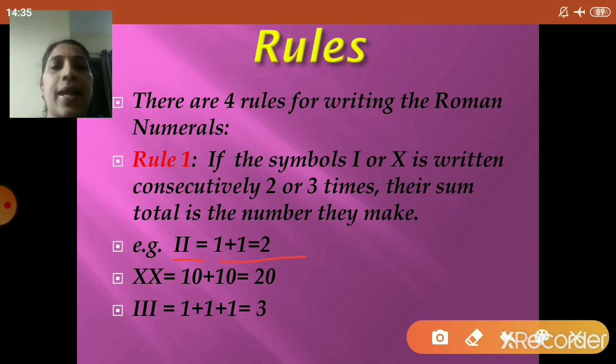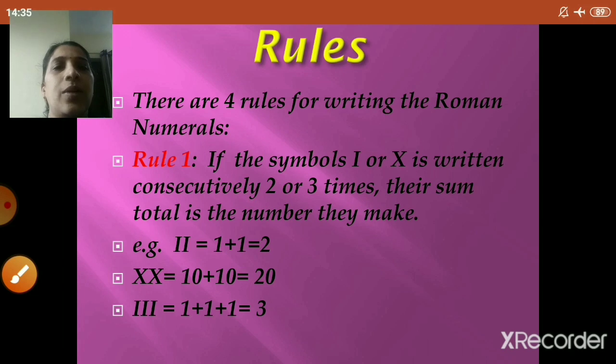Now X and X. The symbol X is 10 and the other symbol X is 10, so 10 plus 10 is equal to 20. Then the symbol for 3 is three capital I's, so 1 plus 1 plus 1 becomes 3. So you have added. What is our rule number 1? If the symbol I or X is written consecutively 2 or 3 times, it is their total.